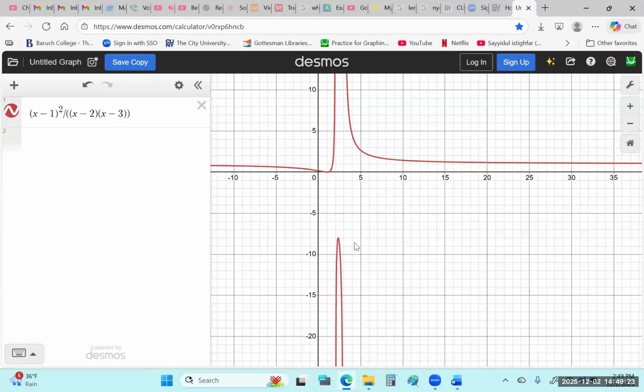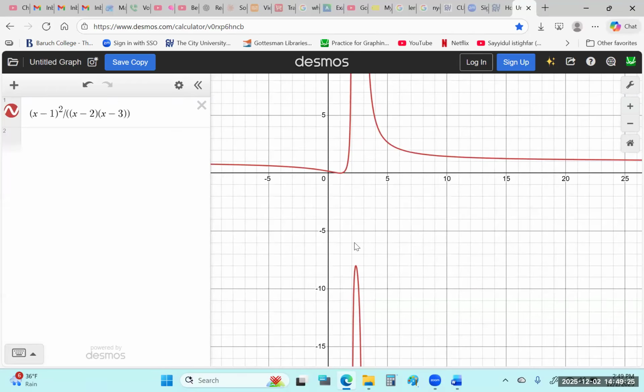Okay, so this is the graph of this picture. This is the picture of this graph, what I'm saying. If you look at the graph, when x is 2, our graph breaks into two pieces. And when x is 3, here, asymptote. Yeah. This is another vertical asymptote.